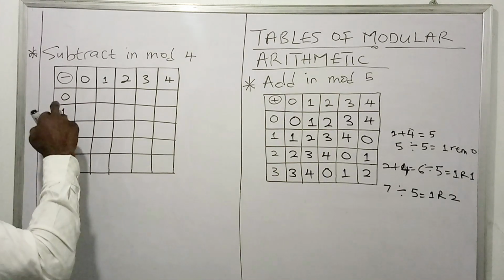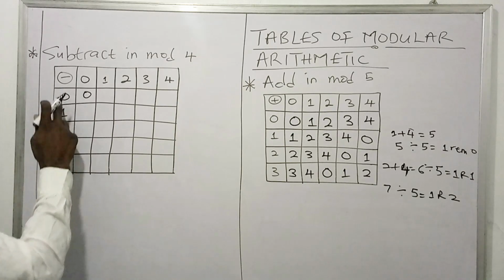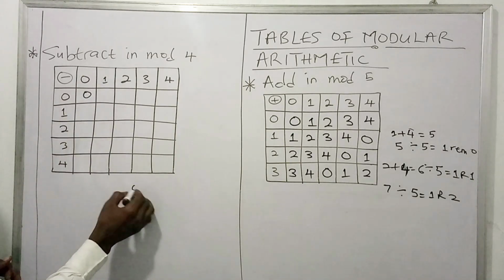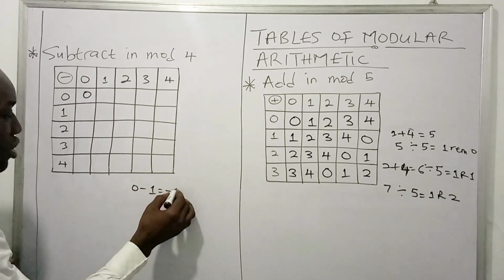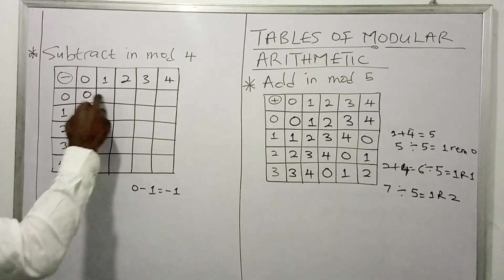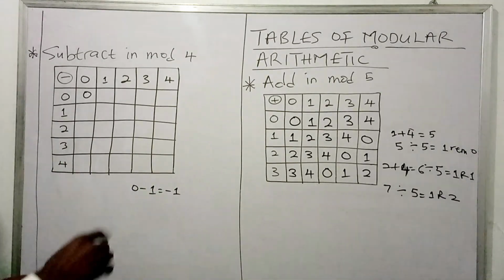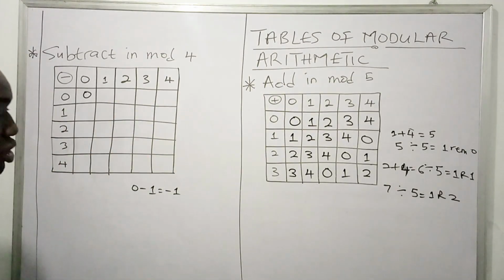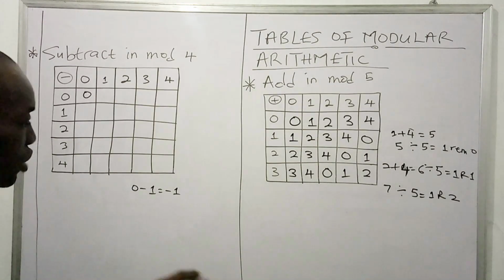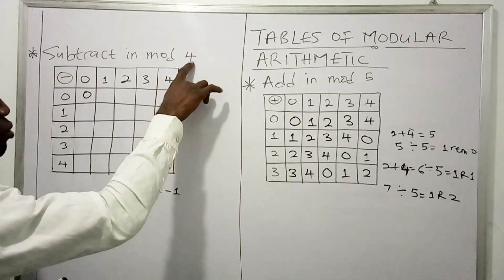Let's see now. 0 minus 0, that will give us 0. 0 minus 1, let's do that here. 0 minus 1, that will give us minus 1. You're not going to put a negative difference in the box here. Now, since 0 minus 1 gives us minus 1, what do we do? We'll repeat what we did in one of our previous lectures that talked about negative modular numbers.